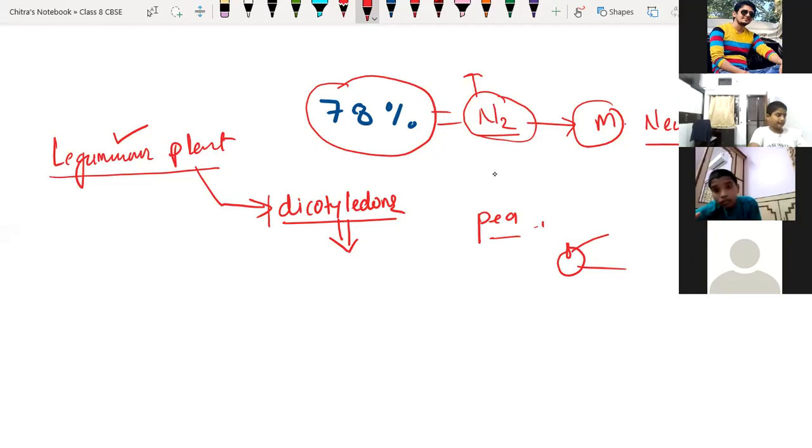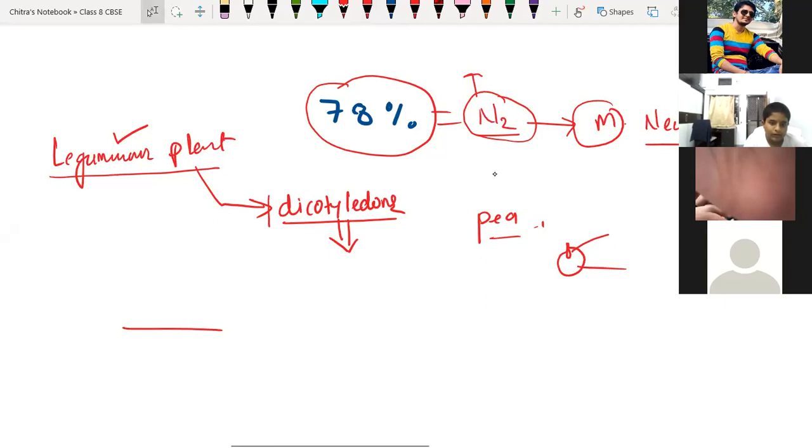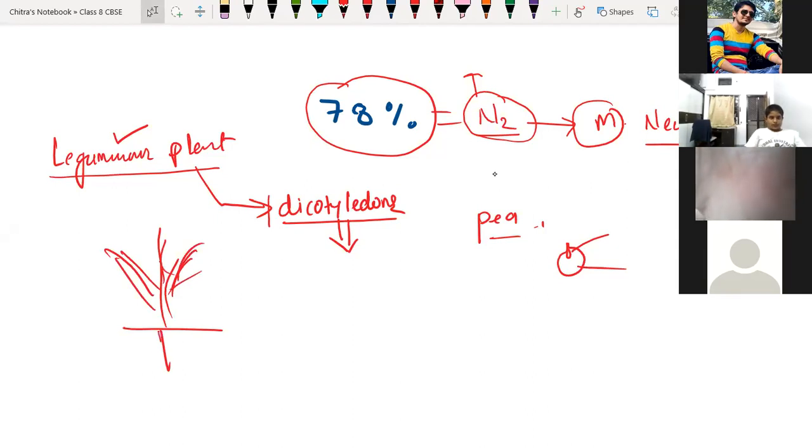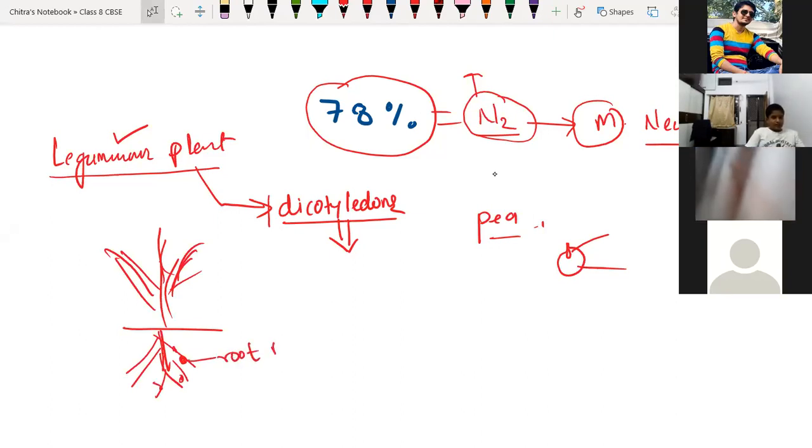You might have seen gram roots; generally we eat gram during the winter season. They have the taproot system, and in their roots you will find such kind of structures. These are called root nodules. Understood that? Root nodules.